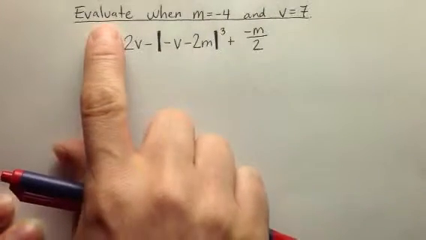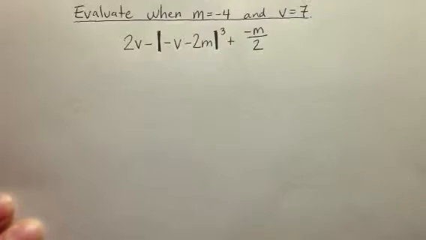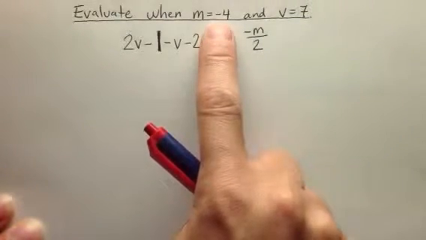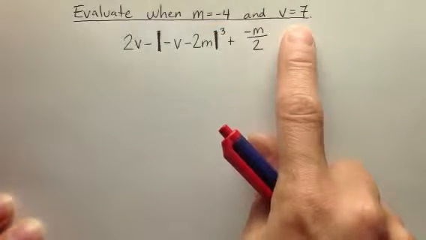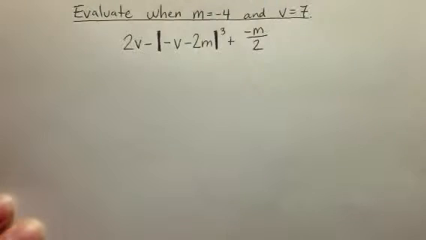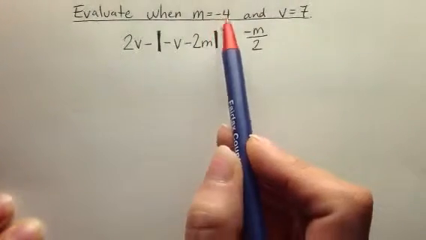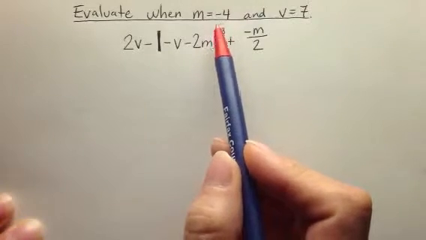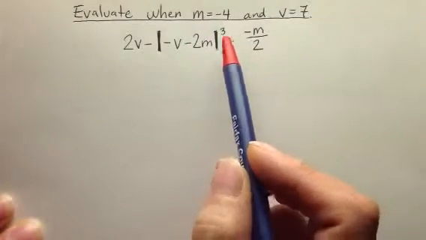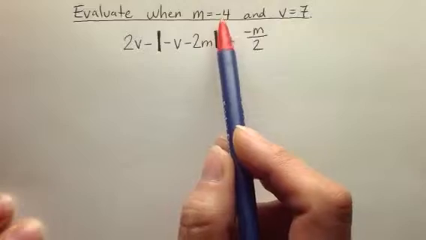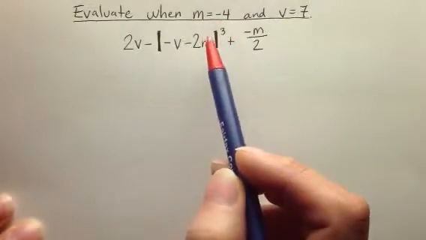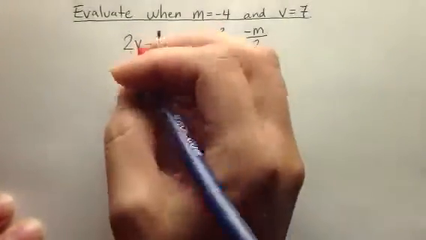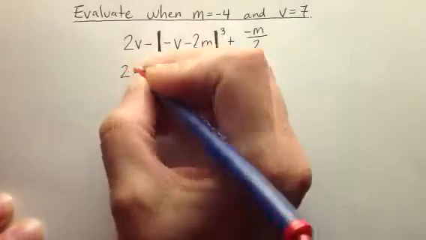Our directions ask us to evaluate when m is equal to -4 and v is equal to 7. So basically we're going to substitute, plug in these numbers for the variables. And with complicated ones like this, especially if I'm evaluating negative numbers, I usually use parentheses when I substitute. So I'm going to do this first by hand.